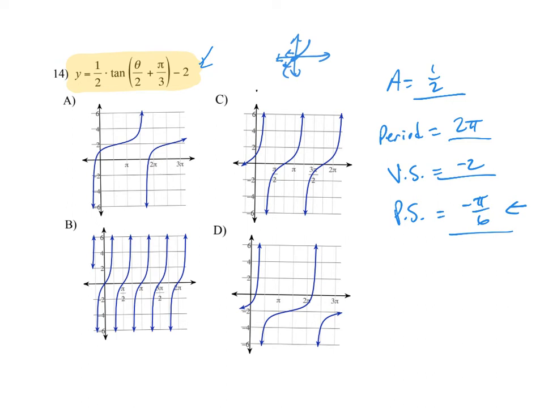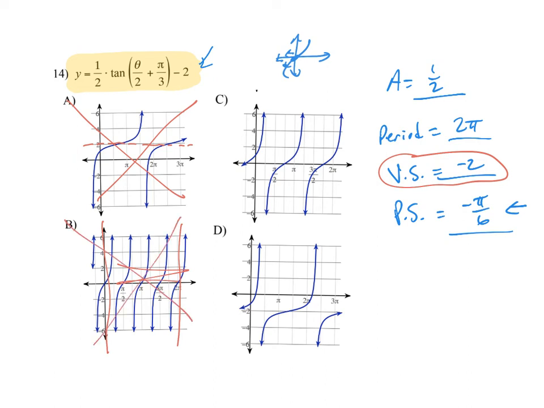Okay, let's start throwing some of these graphs out. Our midline is moved down to -2. I think that clearly rules out letter A. Our period is 2 pi, and if you take a look at letter B here, there are several cycles between 0 and 2 pi, so I'm going to rule out letter B because it failed the period. So that leaves me with letter D and letter C.